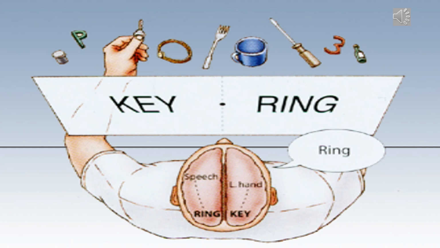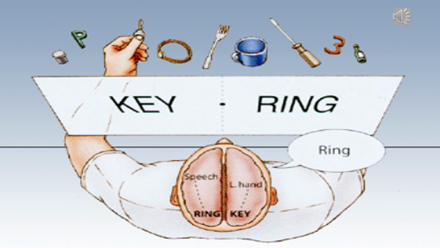The word ring is on the right side of the screen. Things on the right are seen in the left. So his left hemisphere sees the word ring. If you ask him to say what he sees, he says ring, because that's his left hemisphere talking.